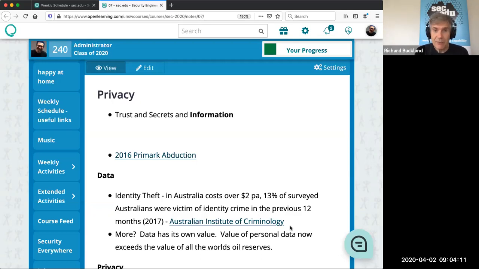Today we're looking at privacy, and it's an interesting topic. It's a bit different to all the other topics we do in security. It's just as important, but it's got a few different characteristics that we'll draw out today. It's a nice intersection of trust, of secrets, and of information. They're three different fields we've been looking at, and where they intersect gives us privacy, and it's got some of the characteristics of all of them. Information, let's start by talking about that.